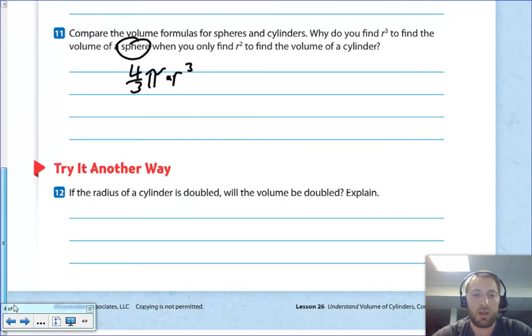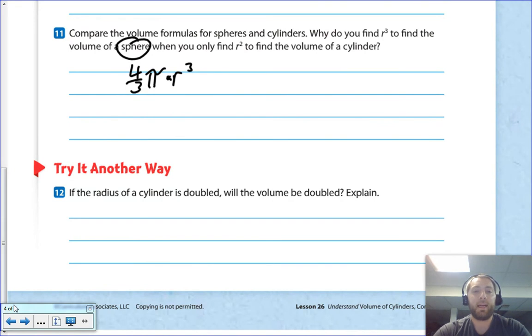But I want to finish by having you answer this last question. Try it another way. It says, if the radius of a cylinder is doubled, how will the volume be affected? Explain. So I would like you to use an example and see if it actually is doubled or not. Write down your response and be prepared to answer that question another time. Try it with an example of a cylinder. If you double the radius, will that double the volume, or does it change it in a different way?